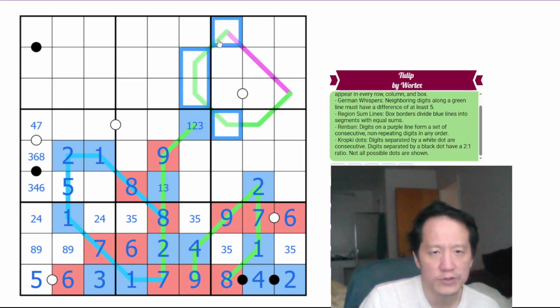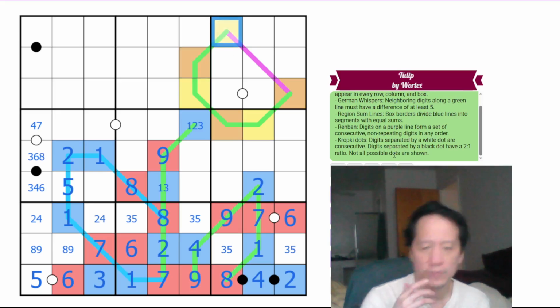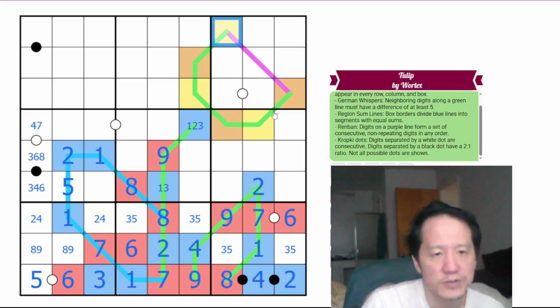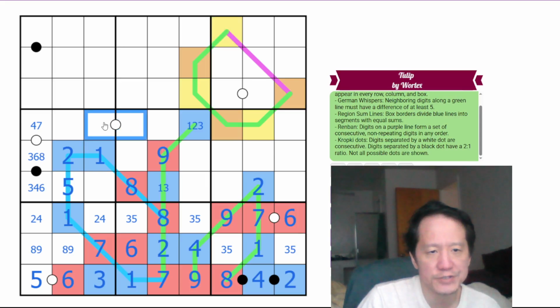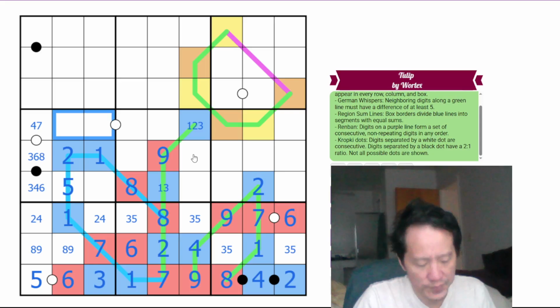Let's start coloring this German whisper line. So this we're going to make, well, let's make this orange, yellow, orange, yellow, orange, yellow. Okay. Does that tell us anything? Not particularly. Okay. These two digits are consecutive. What can the rest of the digits in this box be? We can have 3, 4, 6, 7, 8, and 9, right?